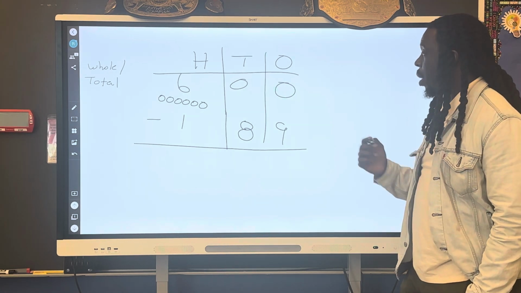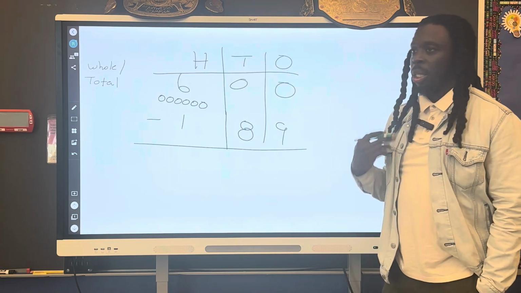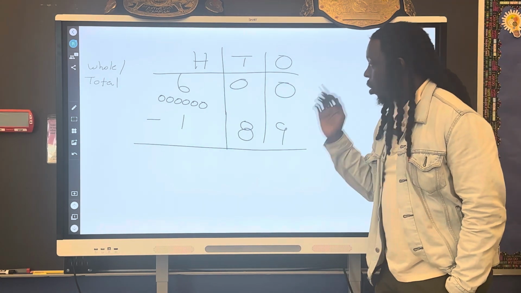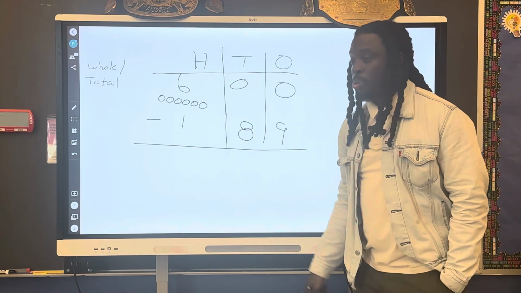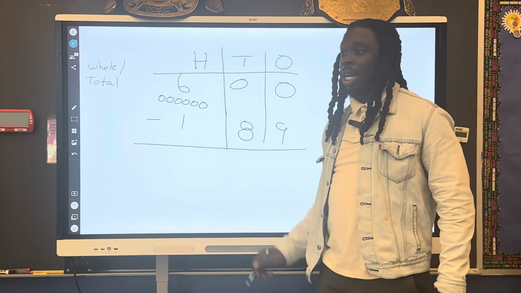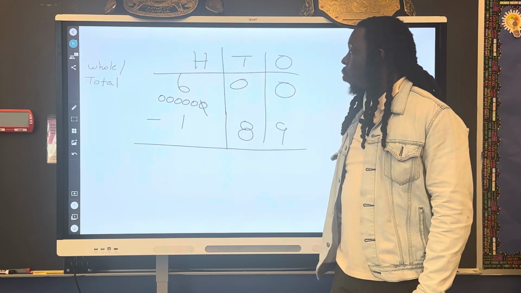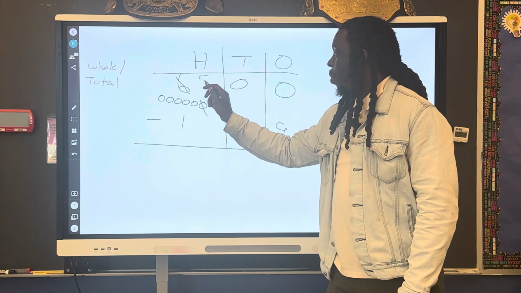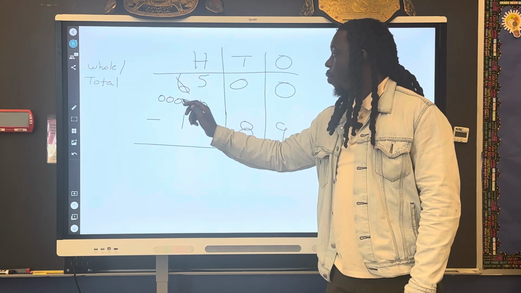No, right? We move over to the tens place. Does the tens place have anything to give us? No, it doesn't. So now we must move over to the hundreds place. The hundreds has something to give us. So what do we do? We cross out. How many do we have left? 5. 1, 2, 3, 4, 5.